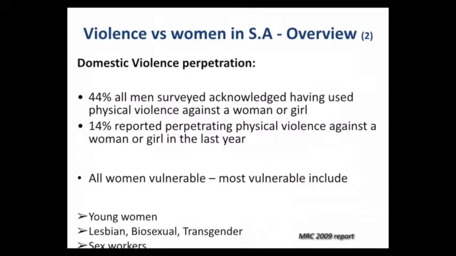If we look at domestic violence perpetration, in the same study, 44% of men surveyed said that they'd used physical violence at some stage against a woman or a girl, and 14% reported using violence against a woman or girl in the last year. So it may include hitting them, assaulting them in some way, pinching them, throwing them down. So in some way, using physical violence. All women are vulnerable, but there are some who are most vulnerable.